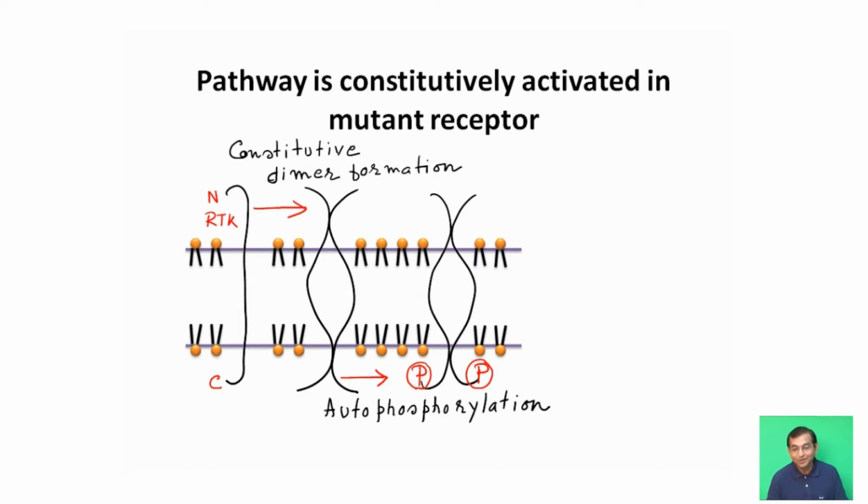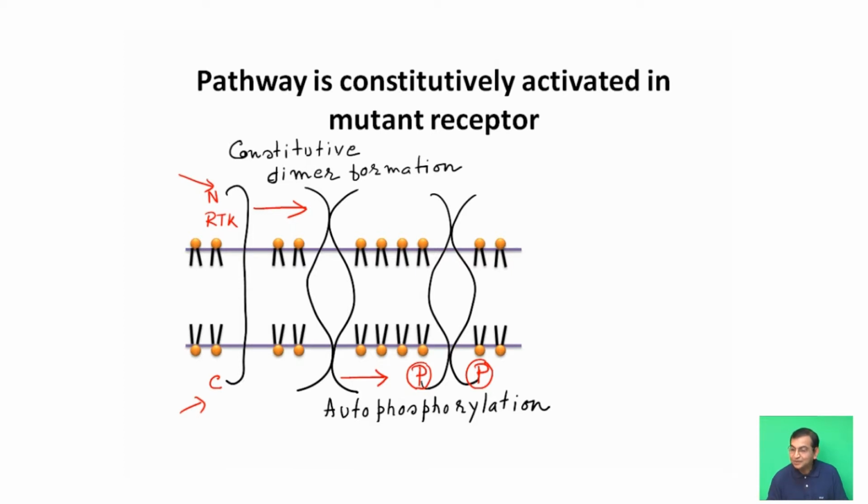then oncogenicity occurs. Here in this figure we are showing a receptor tyrosine kinase where the N-terminal and C-terminal ends are truncated or deleted, as a result of which constitutive dimer formation occurs and autophosphorylation sets in. So it is not under any control, constitutive autophosphorylation occurs and the signal passes. This occurs in the case of a mutant receptor.